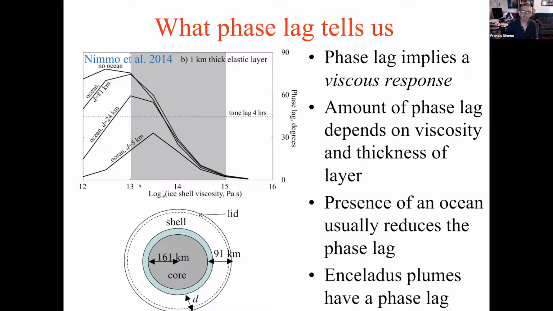This is the phase lag as a function of the viscosity of ice. If the ice is very viscous, it behaves elastically and it doesn't give you any phase lag at all. But as you crank down the viscosity, the phase lag increases. So if you measure a phase lag, it's telling you something about the viscosity structure. But the reason that there are multiple lines here is because it also cares about the thickness of the ice shell. If the ice shell is thin, it's just not imposing a very large amount of viscous response, whereas if the ice shell is much thicker, it's imposing a much bigger viscous response. So the phase lag in principle can tell you also about how thick the ice shell is.